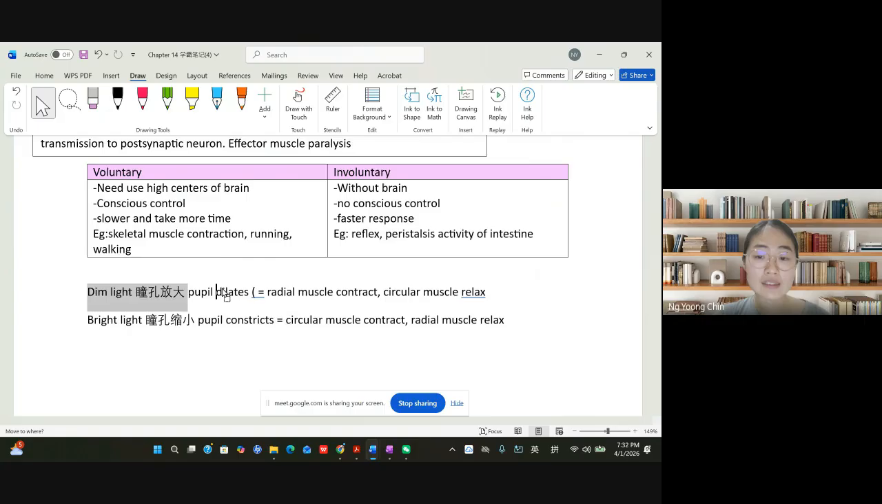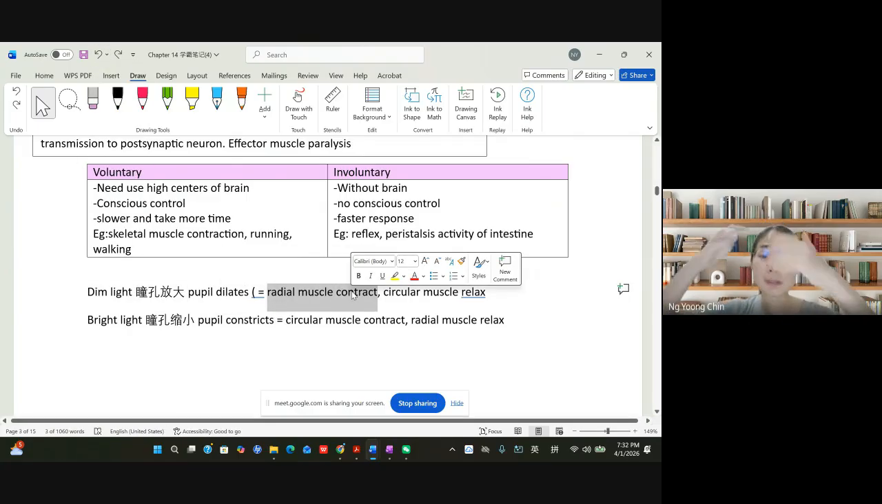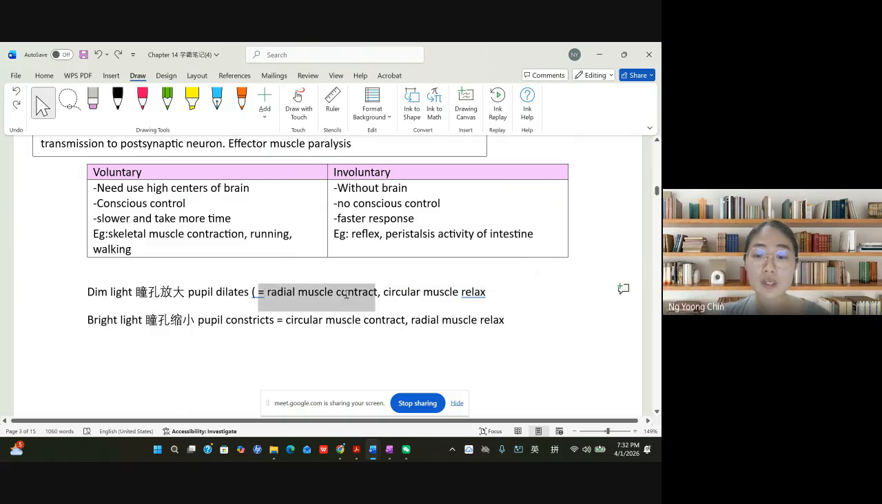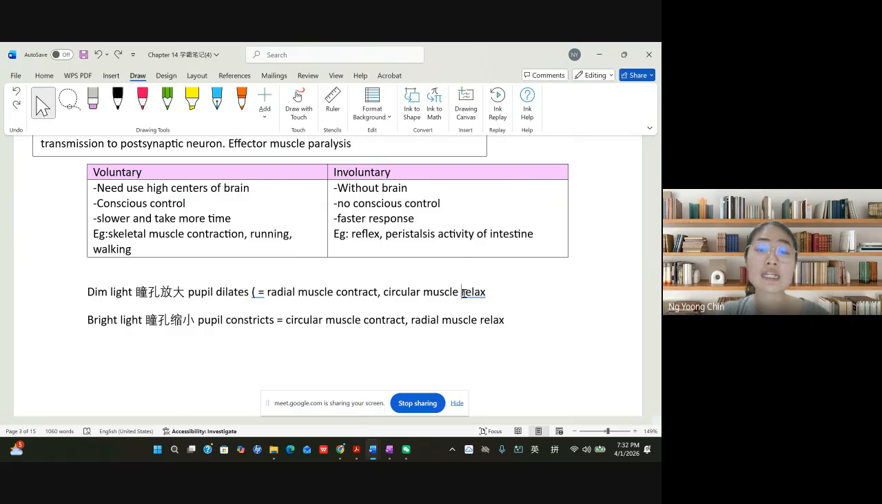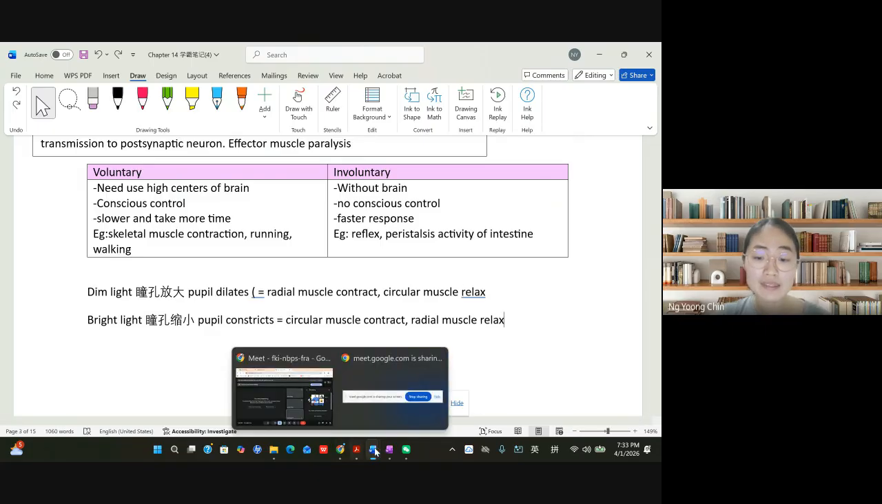What happens if your pupil dilates? The radial muscle will contract, because the radial muscle is a longitudinal muscle that pulls on the pupil. So when the radial muscle contracts, it will cause the circular muscle to relax, because your muscles always work in this way. One muscle contracts, another muscle relaxes. They work together to perform the movements. They will not both contract or relax together. No, there must be a pair of muscles, one contracts, one relaxes. So this is called antagonistic action, which means the pair of muscles work in the opposite way.